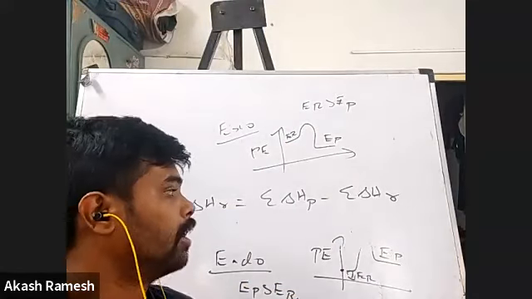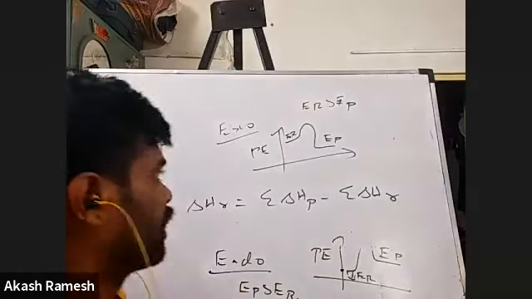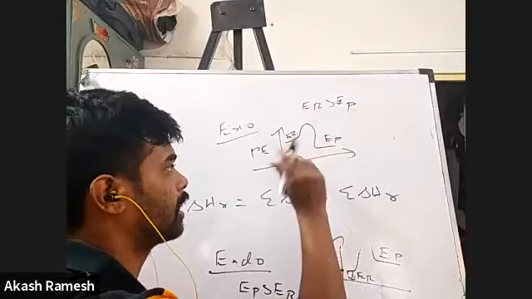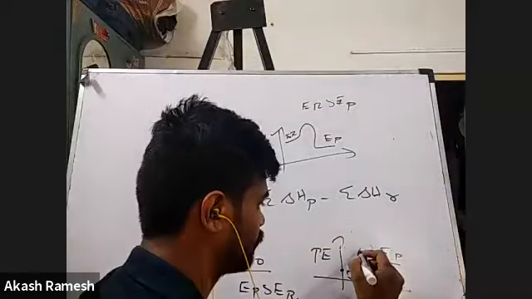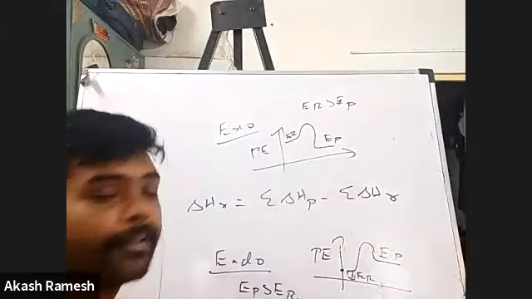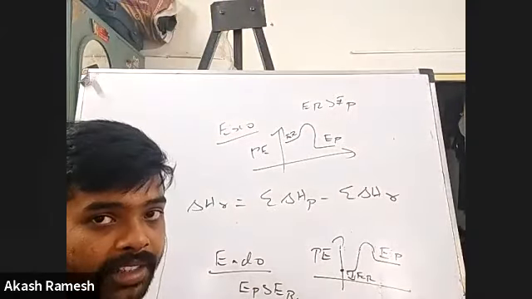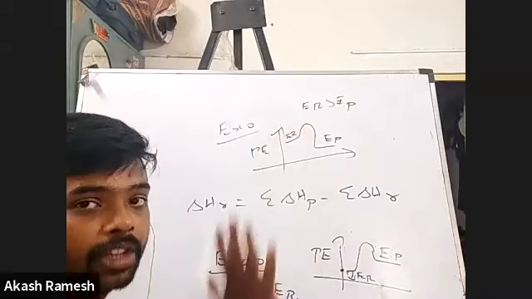Okay, right. So now how will I be able to look at it? Now please understand, for this graph, if I want to see what the enthalpy is, for example, I know it's a graph for exothermic, right?